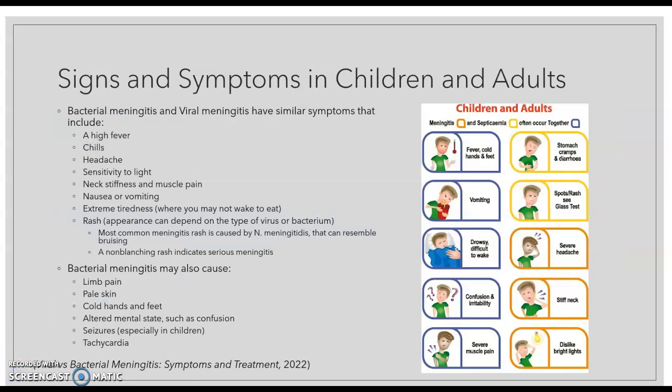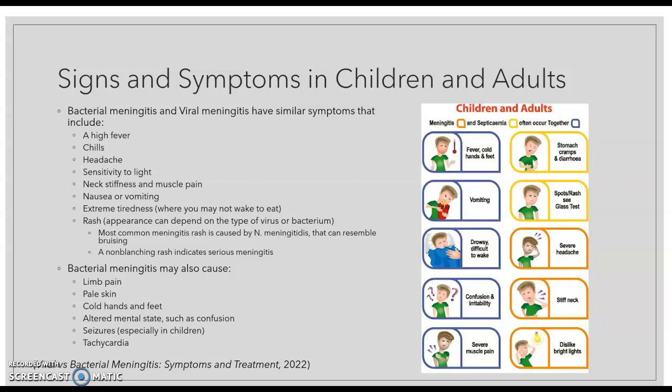As mentioned earlier, the signs and symptoms of viral and bacterial meningitis in adults and children are similar and can include a high fever, chills, headache, sensitivity to light, neck stiffness and muscle pain, nausea or vomiting, extreme tiredness, and a rash whose appearance depends on the virus or bacteria causing the meningitis.